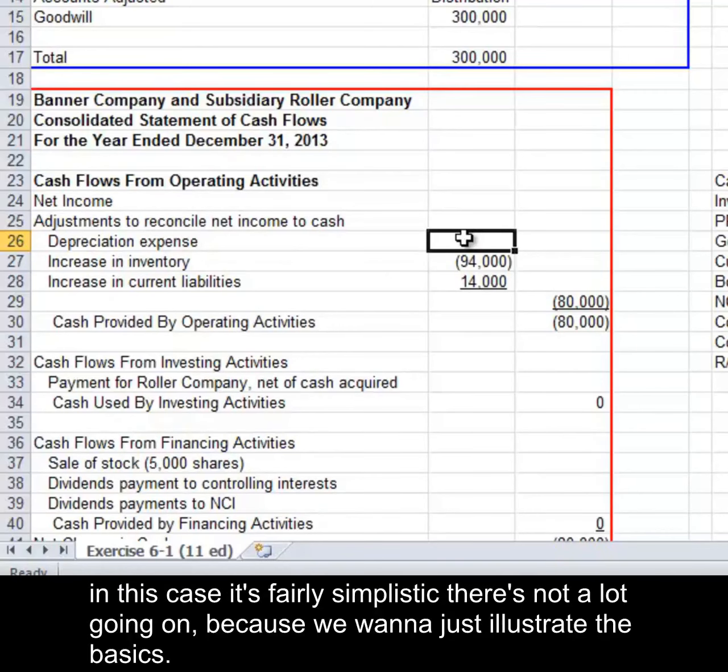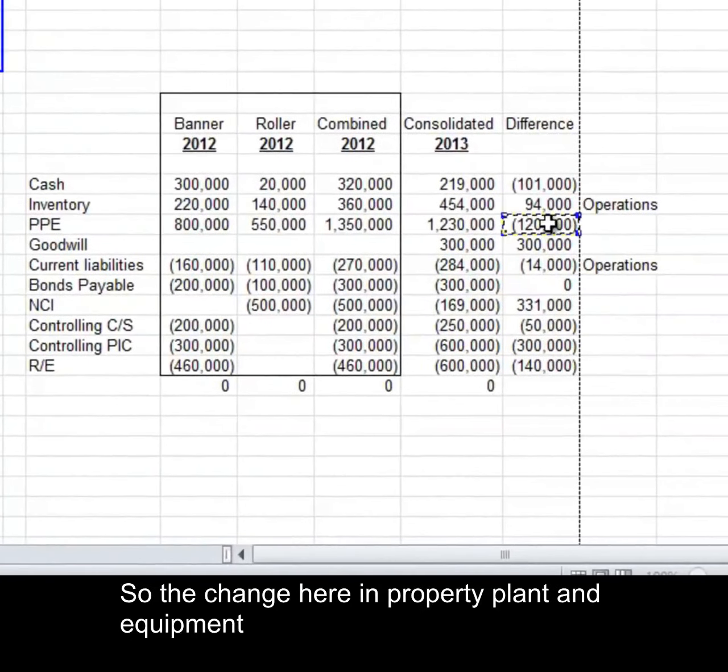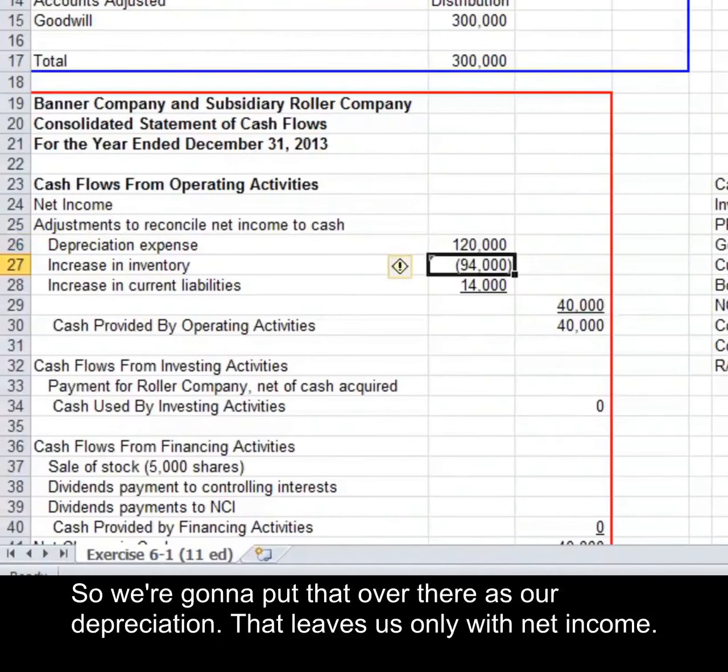In this case, it's fairly simplistic. There's not a lot going on because we want to just illustrate the basics. So the change here in property, plant, and equipment is your depreciation. So we're going to put that over there as our depreciation. That leaves us only with net income.